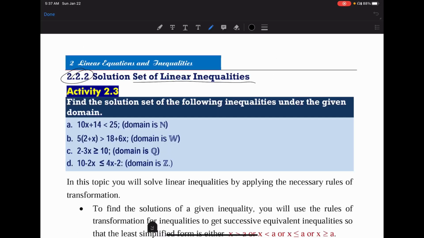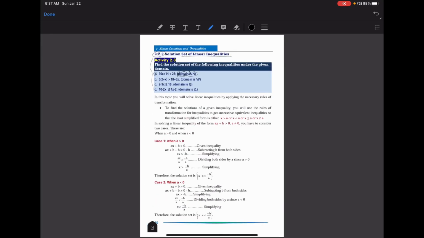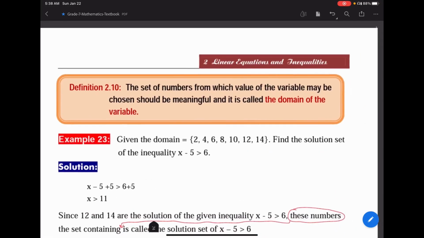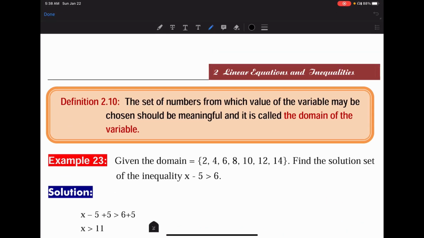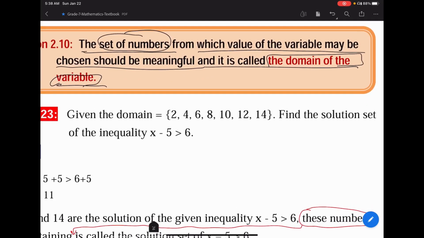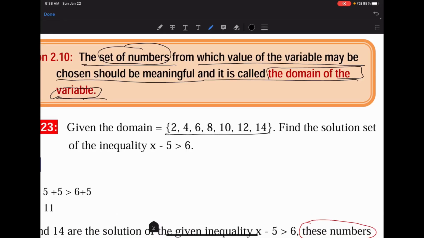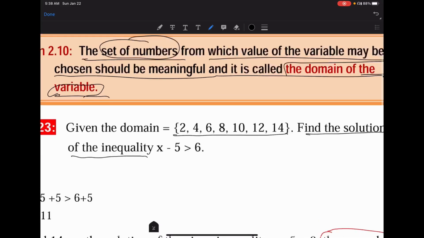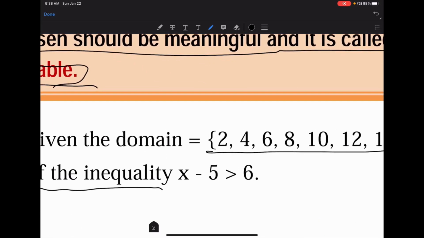We have reached section 2.2.2, solution set of linear inequalities. Before doing these activities, in part a, for example, the domain is the set of natural numbers. We first need to study what domain means, so let us define it. What is a domain? The set of numbers from which the value of the variable may be chosen, and which should be meaningful, is called the domain of the variable. For example, given the domain, the set containing 2, 4, and so on up to 14, find the solution set of the inequality x minus 5 is greater than 6.